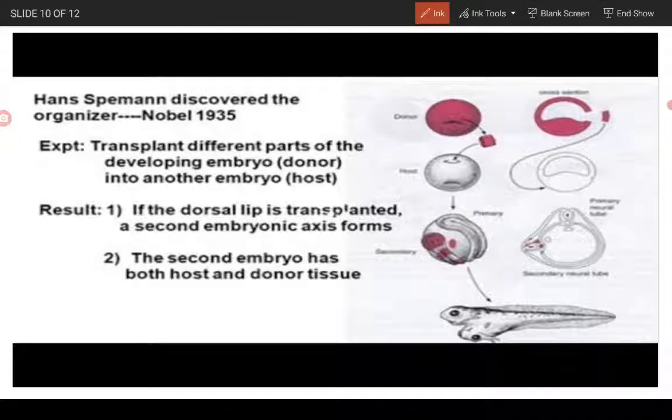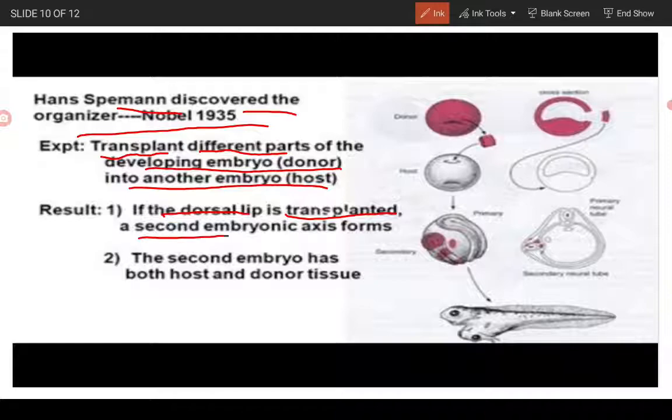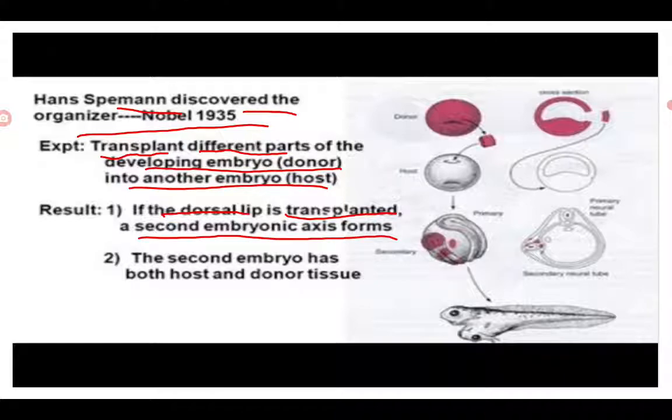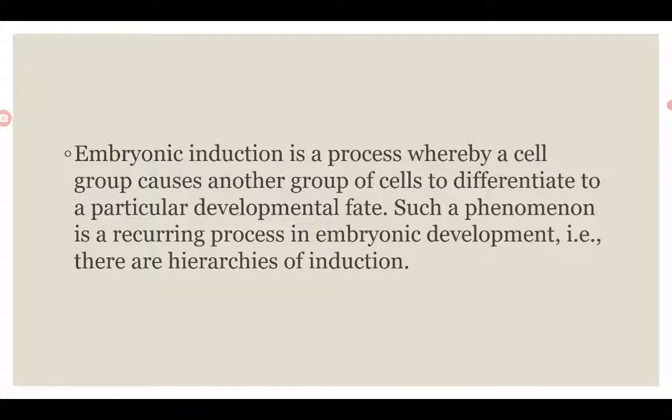Let's see this. Hans Spemann discovered the organizer. So what was the experiment? Transplantation of different parts of the developing embryo, donor, into another embryo, host. The result: if the dorsal lip is transplanted, a second embryonic axis or head is formed. Right, so this was the experiment.